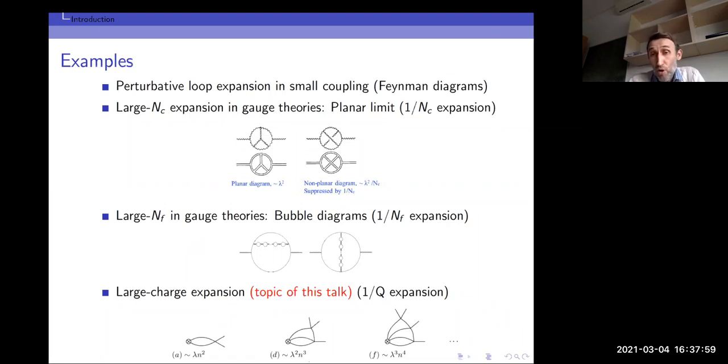But the topic of this talk will be similar in spirit to these large N_C and N_F expansions, but will be a large charge expansion, of course. And you will see that the topology of the Feynman diagrams, which we'll select as the organizing principle a bit later, is shown here, but I will come back to them later in the talk, and you will see more exactly which ones survive at leading order and why.